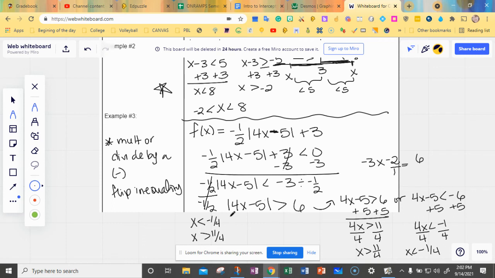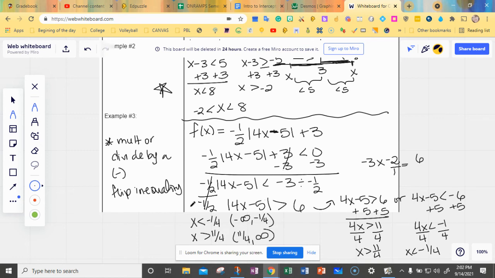I can also put this in interval form. I could say from negative infinity to negative 1/4, because that's what less than negative 1/4 means, it's basically from negative infinity up to negative 1/4. Now, greater than 11/4 means from 11/4 to infinity. So at this point, my function values are going to be negative.